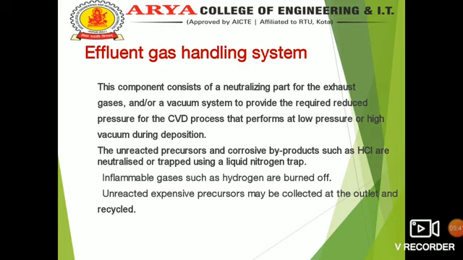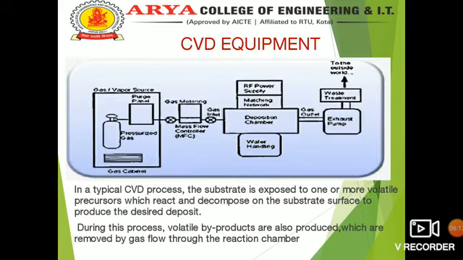The unreacted precursors and corrosive byproducts such as HCl are neutralized or trapped using a liquid nitrogen trap. Inflammable gases such as hydrogen are burned off. Unreacted expensive precursors may be collected at the outlet and recycled. And the CVD equipment.